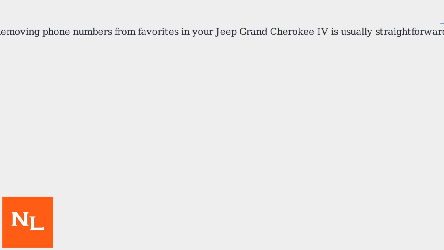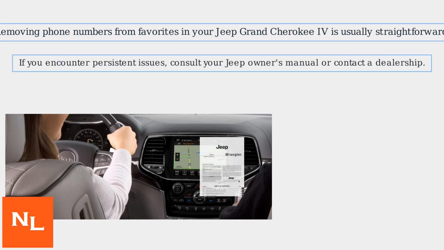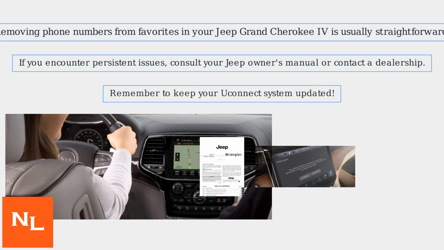In summary, removing phone numbers from favorites in your Jeep Grand Cherokee IV is usually straightforward. Simply navigate through the Uconnect touchscreen or your phone's interface and select the option to remove the contact. If you encounter persistent issues that don't resolve with basic troubleshooting, consult your Jeep owner's manual for detailed instructions, or contact a dealership for professional assistance. Remember to keep your Uconnect system updated to ensure smooth functionality and access to the latest features and bug fixes.